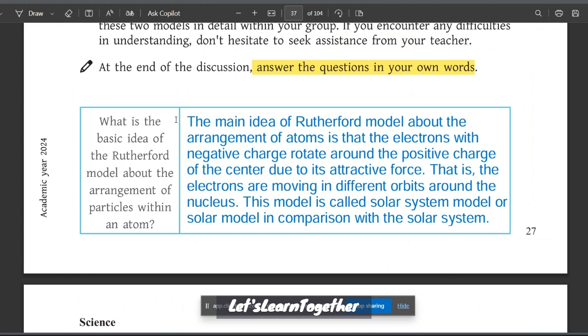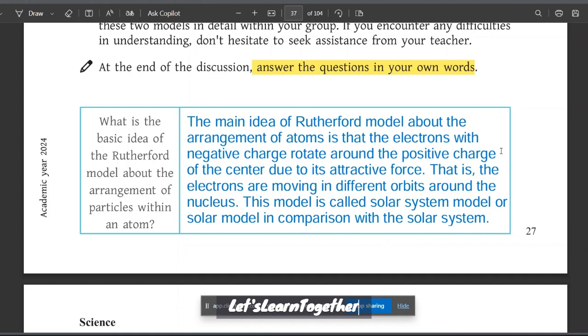You can see that the main idea of the Rutherford model about the arrangement of atoms is that the electrons with negative charge rotate around the positive charge at the center due to its attractive force. That is, the electrons are moving in different orbits around the nucleus. This model is called the solar system model or solar model, in comparison with the solar system. So he told that negatively charged particles, which are known as electrons, revolve around the positively charged center due to the attraction force.